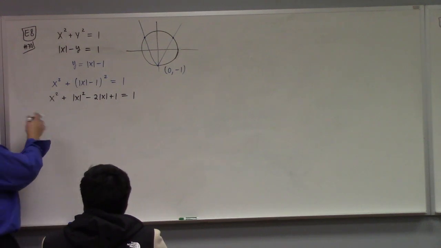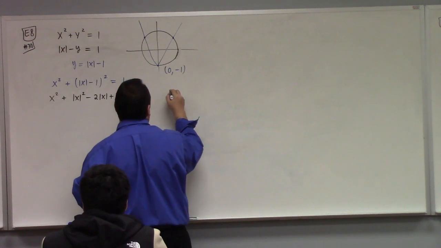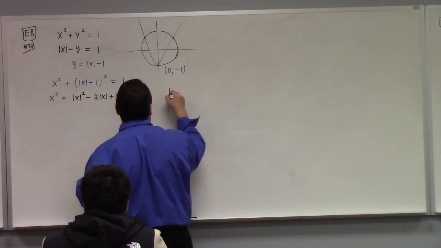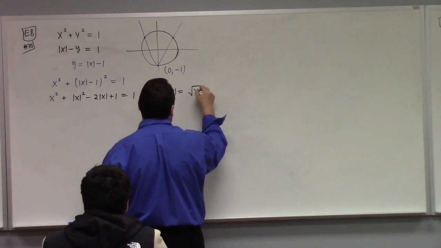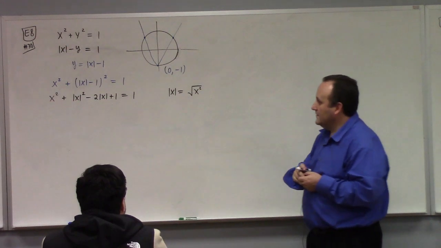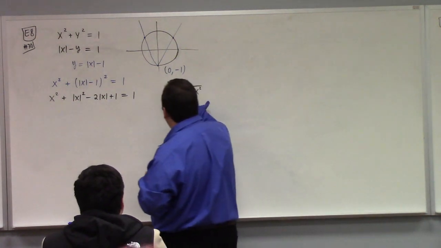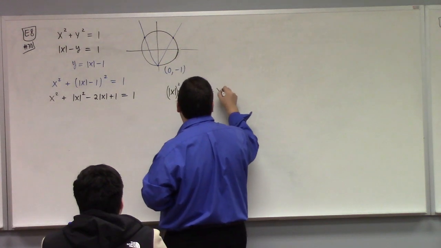So did you know that the absolute value of x squared is x squared? Let me put that into an equation here. The absolute value of x is the square root of x squared, right? That's the formula for the absolute value function algebraically. And so if you square this, you just get x squared.